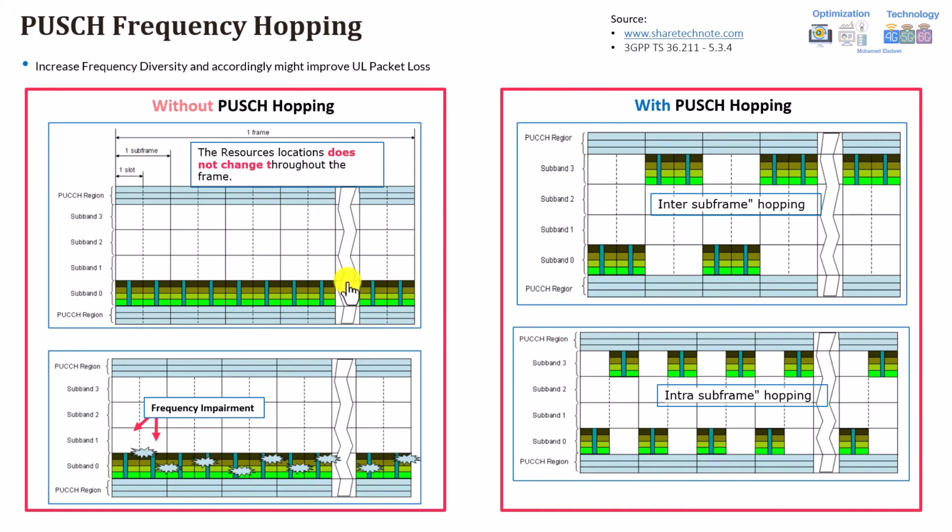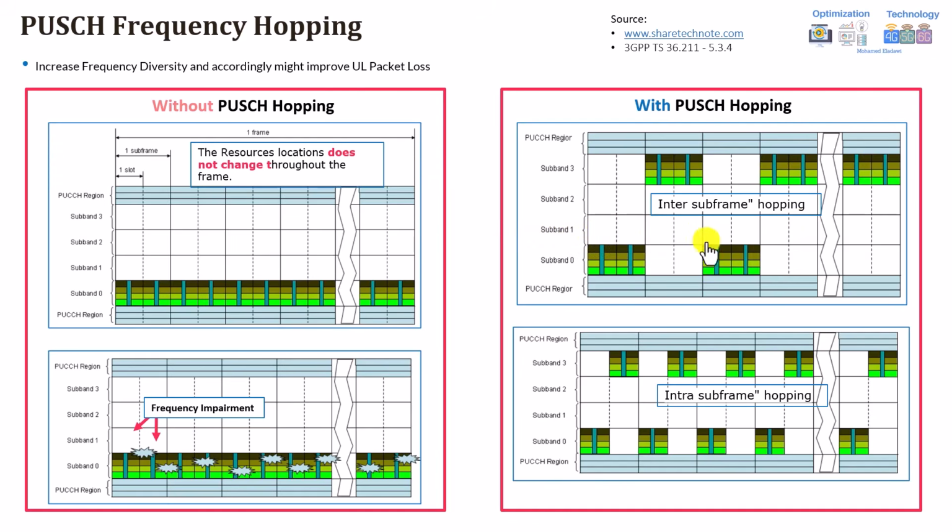The resources are not changed. And in case you have a frequency impairment, interference at this particular area, for example at subband 0, you would be interfered all the time. This is where frequency hopping can get some gain. For example, if you look into this picture, you will find that in the first subframe the resource is allocated here, and in the second subframe it is allocated in a different subband, a different resource block. So this creates frequency diversity, which can be reflected in your quality and accordingly in your coverage. So it can improve the packet loss and even the voice quality in general.